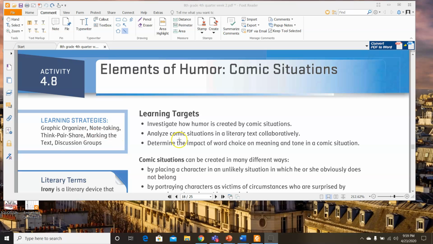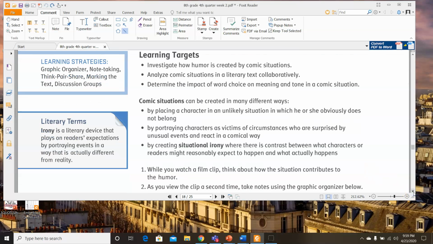So, comic situations can be created in many different ways. To begin with, they could be created by placing a character in an unlikely situation in which he or she obviously does not belong, by portraying characters as victims of circumstances who are surprised by unusual events and react in a comical way, and by creating situational irony where there is contrast between what characters or readers might reasonably expect to happen and what actually happens.